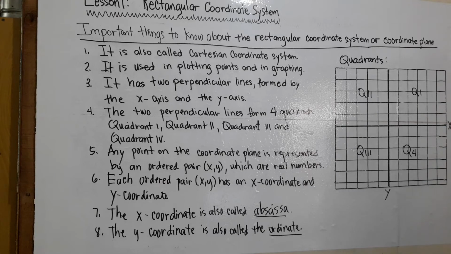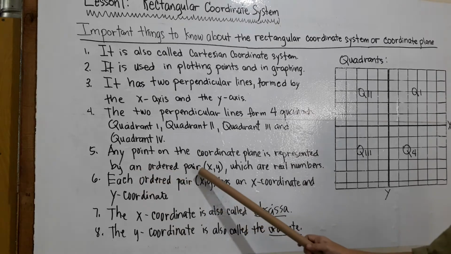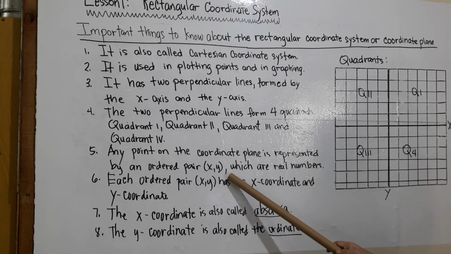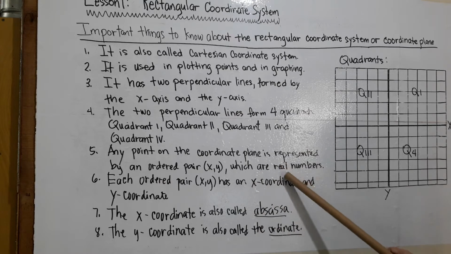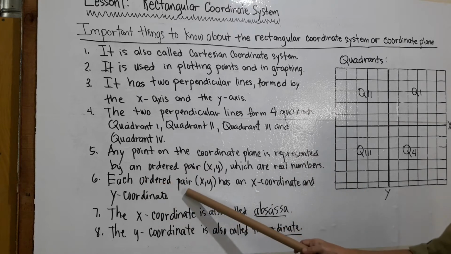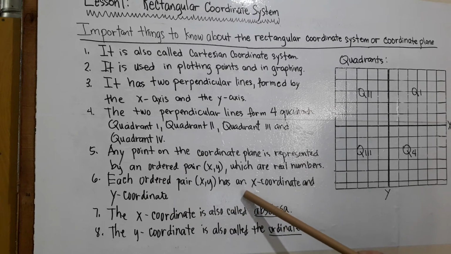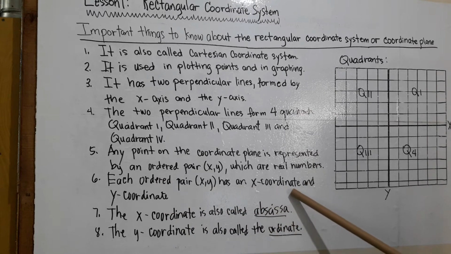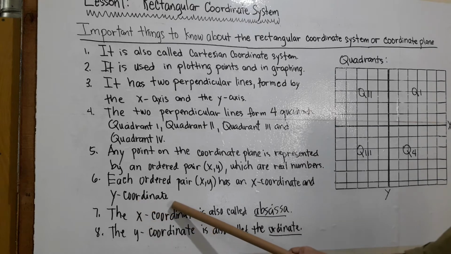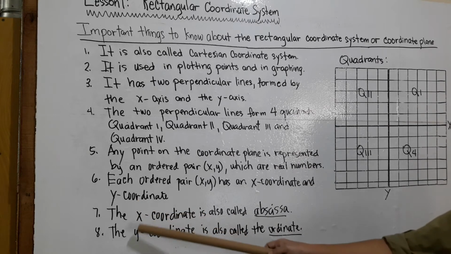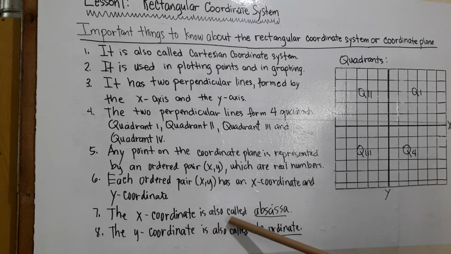Any point on the coordinate plane is represented by an ordered pair x and y, which are real numbers. Each ordered pair (x, y) has an x coordinate and a y coordinate. The x coordinate is also called the abscissa, and the y coordinate is also called the ordinate.